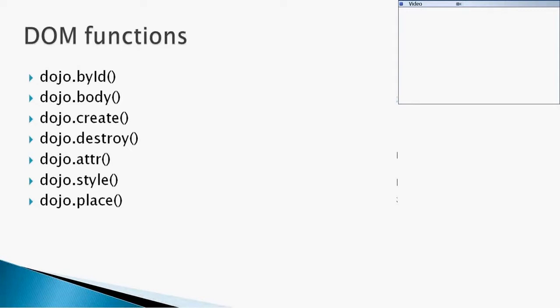dojo.byId lets you quickly fetch any element using its ID. dojo.body will return you the document body, whether it's an iframe or the main page; it will return the current context's body. dojo.create allows you to create an element, and destroy removes any element. dojo.attr is very handy; it allows you to change multiple attributes at a single time. dojo.style allows you to change the style properties. dojo.place allows you to place any new or existing element anywhere inside the DOM.